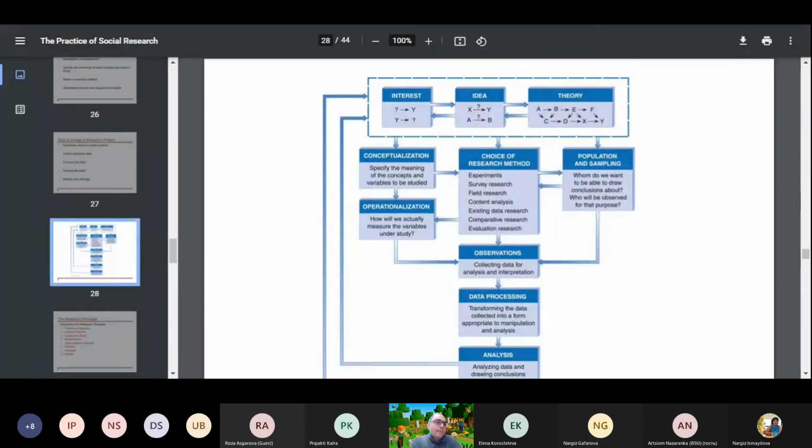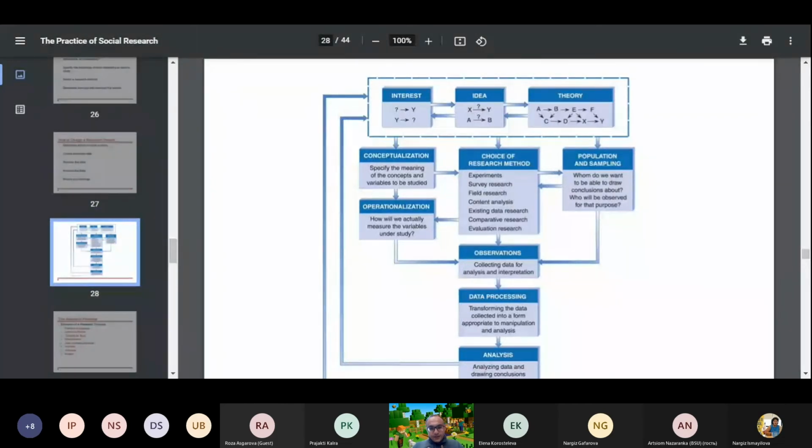This is a map of your paper. This is a map of your research. So my advice would be to have it with you all the time whenever you do research or write a paper. It's a kind of mind map for your research. Whenever you're thinking about writing a paper, the first thing to think about is interest.